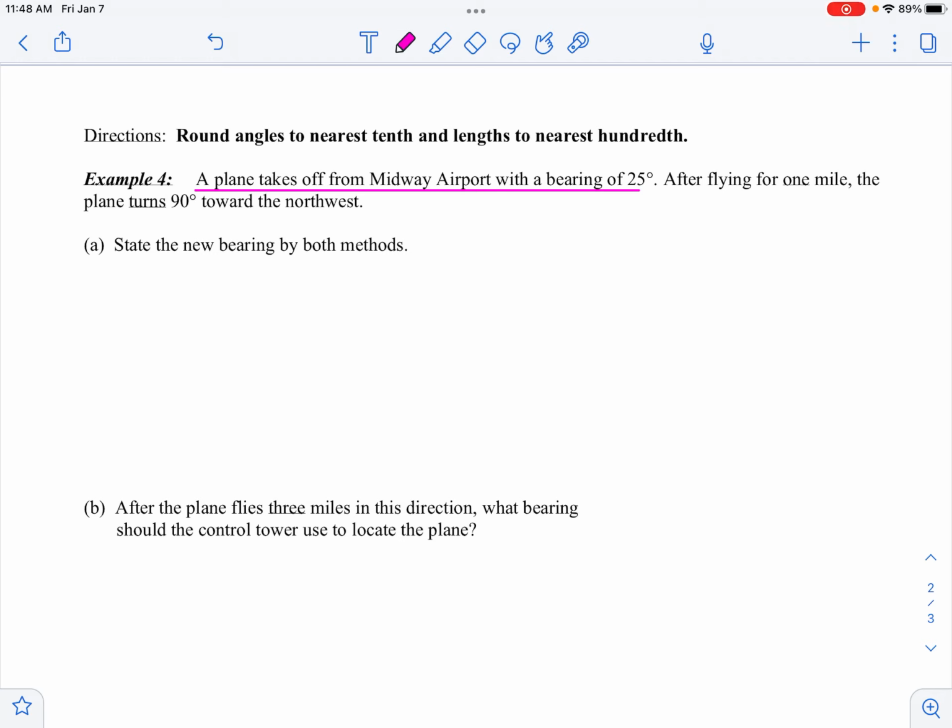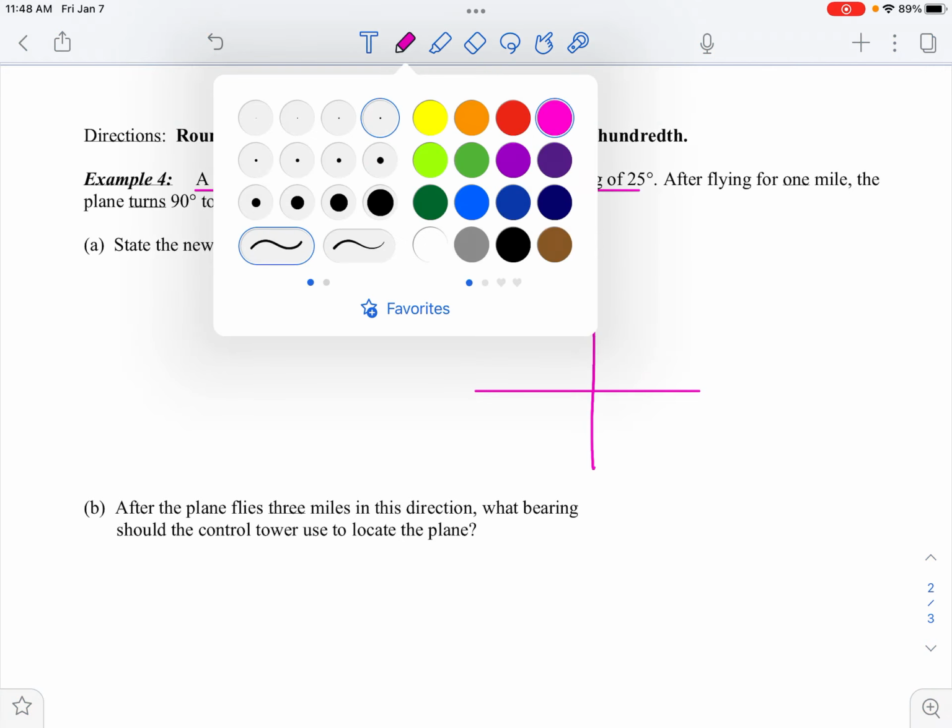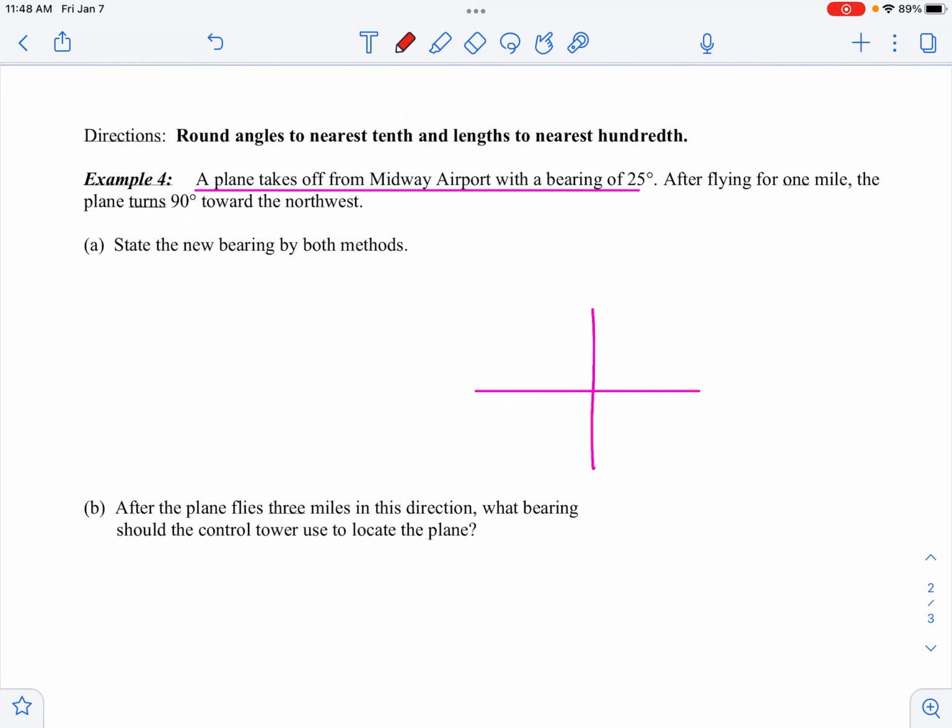So what I need to do is I need to draw a compass. So I'm going to start by drawing a compass right here. X-axis and Y-axis. I draw the Y-axis first, but I always say that. All right, now I want to draw 25 degrees. Okay, so now remember, this is north right here. So I'm going to go clockwise 25 degrees. And you want to be pretty accurate.